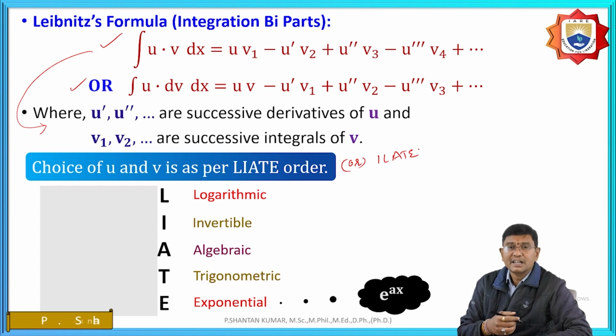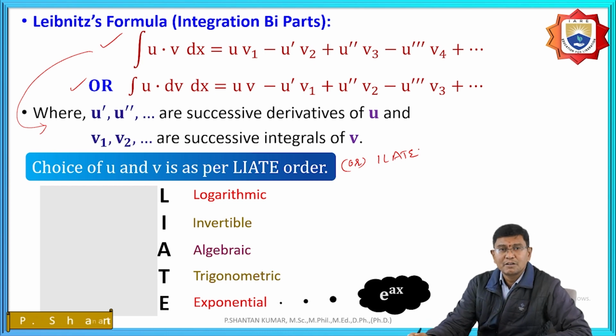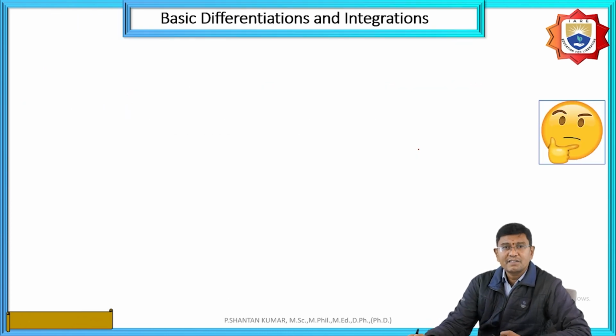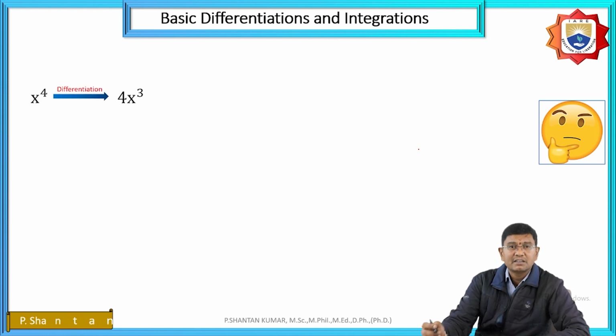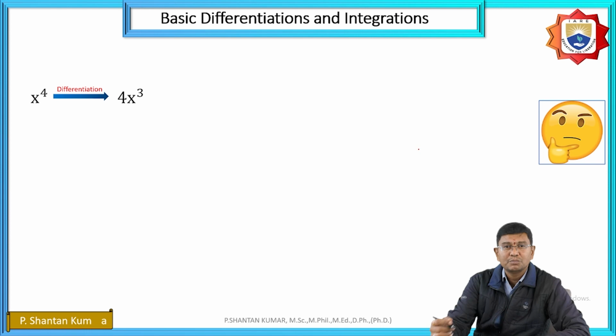Based upon that, we need to give the priority according to the LIATE conditions, according to u and also v, and then find the solutions. This is generally how we follow the Leibniz formula. After understanding this Leibniz formula, for example, we need to observe a few basic examples of the first derivative, second derivative and so on.